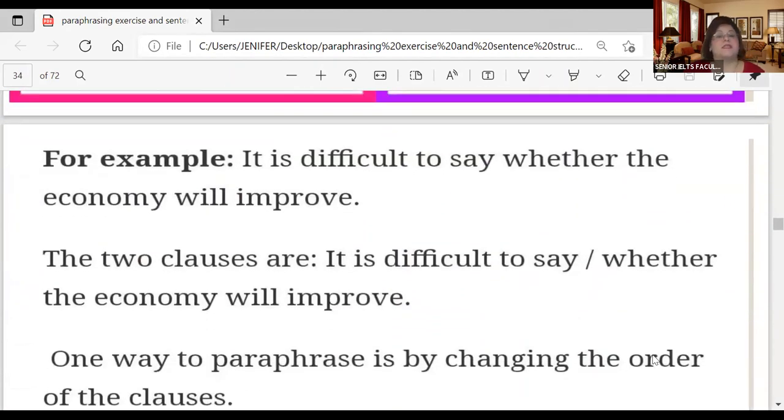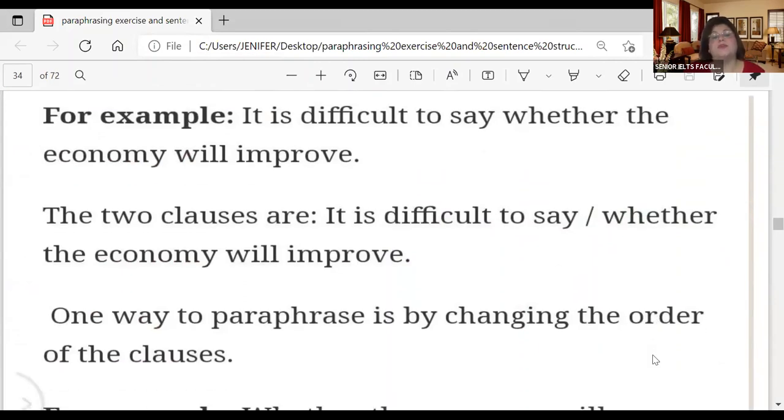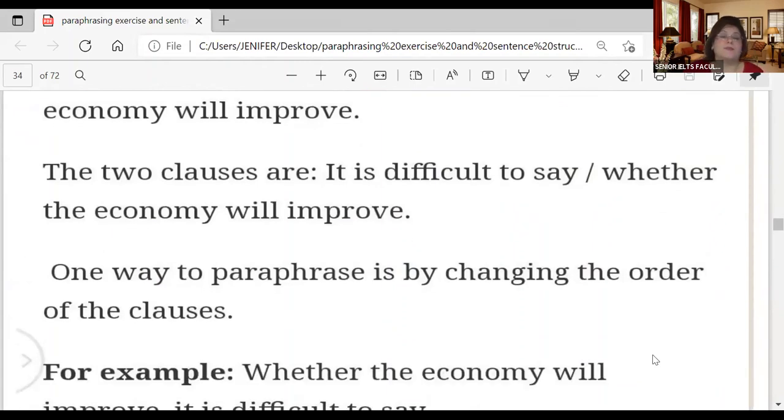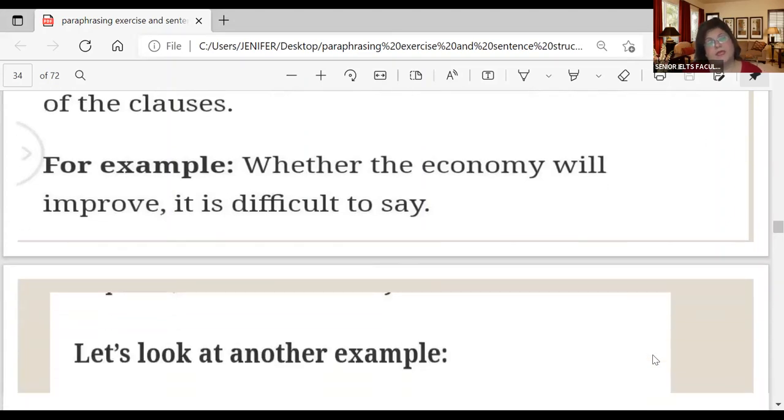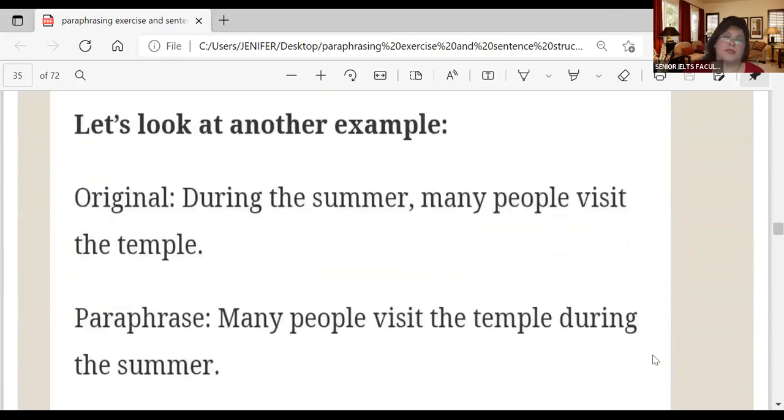For example, it is difficult to say whether the economy will improve. The two clauses are there: it is difficult to say, and whether the economy will improve. One way to paraphrase is by changing the order of the clauses. This is also the way you can paraphrase. Whether the economy will improve, it is difficult to say. This is how you will do it.